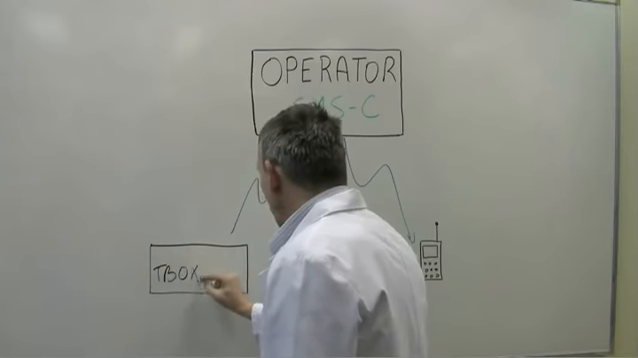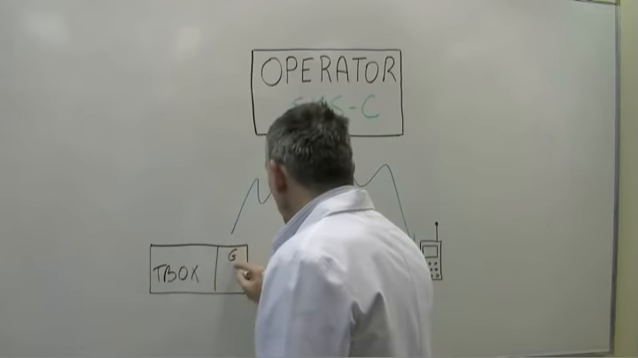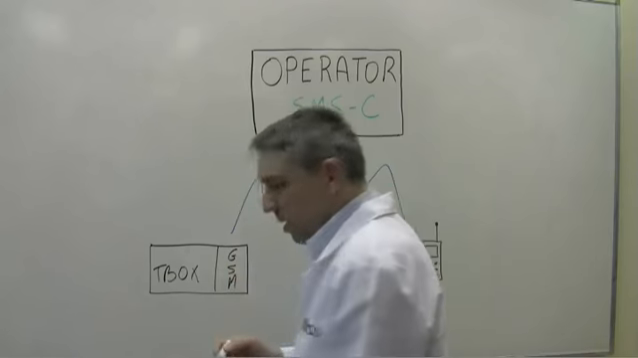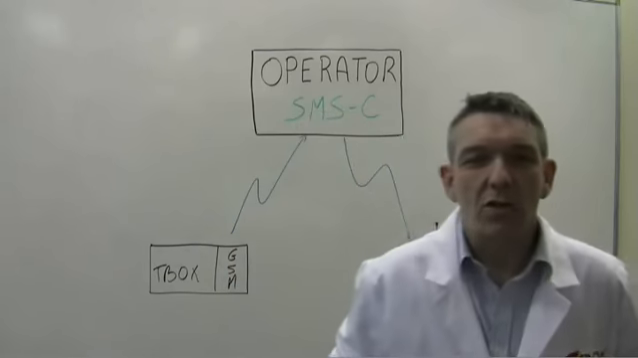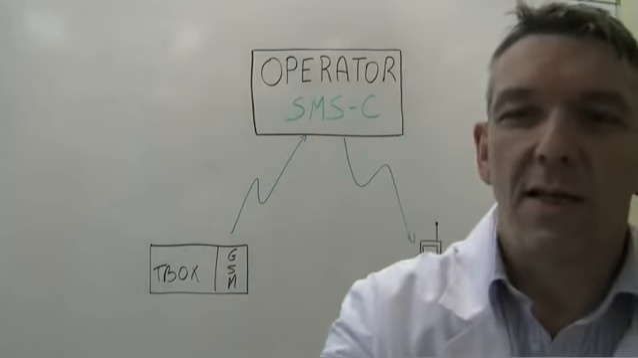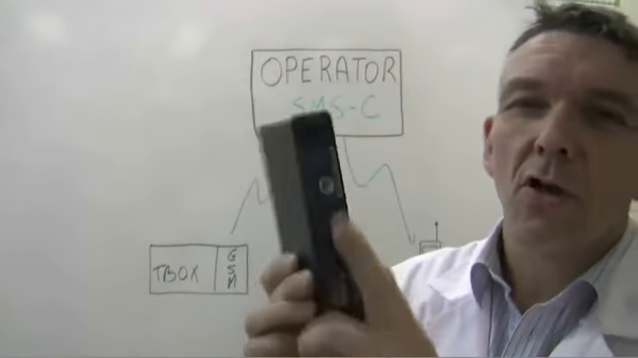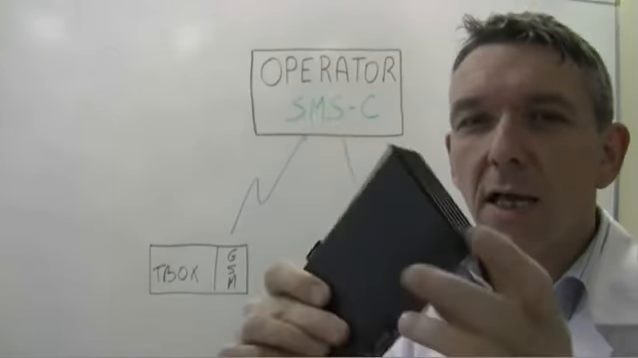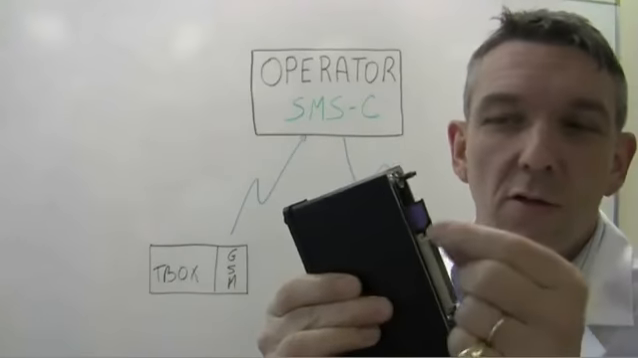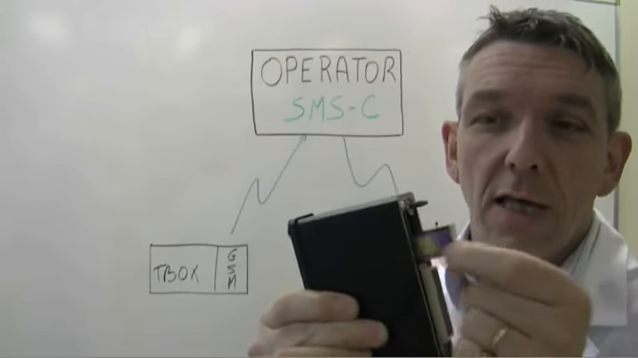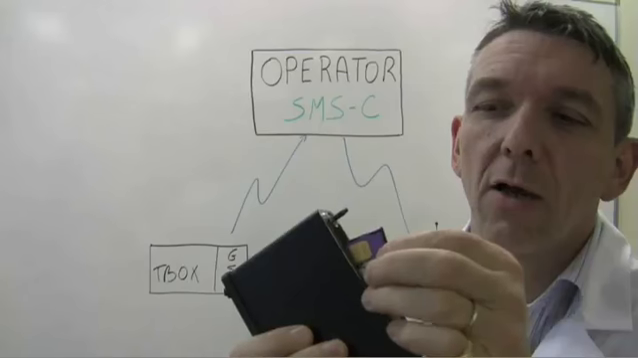A T-box equipped with a GSM, and let's take a look at a T-box GSM. In the front we have the connection for the antenna, and the SIM card, which is a standard SIM card, is inserted at the back of the GSM.